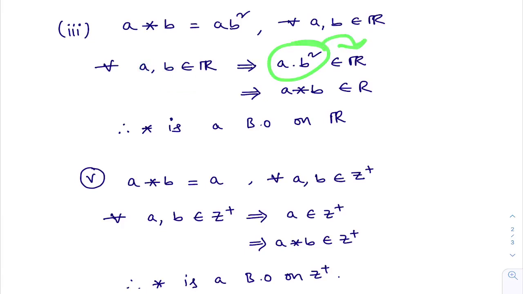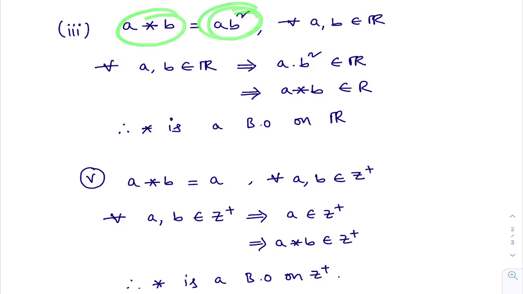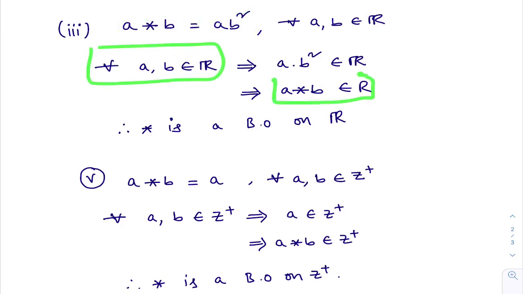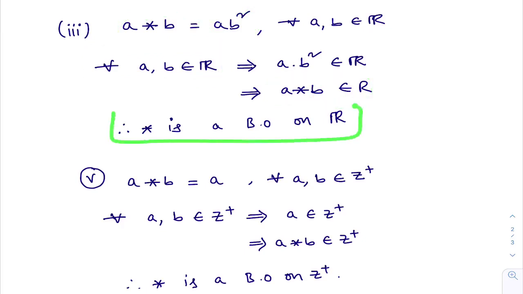If you can find two real numbers a and b such that a into b square is not a real number, then I can say it does not belong to R, and I can give that example also. But here, when a and b are real numbers, a into b square is also a real number. They have given a into b square as a star b, so a star b is a real number. So for any a comma b belongs to R, a star b belongs to R. Therefore I say that star is a binary operation on R. I hope you understand this.